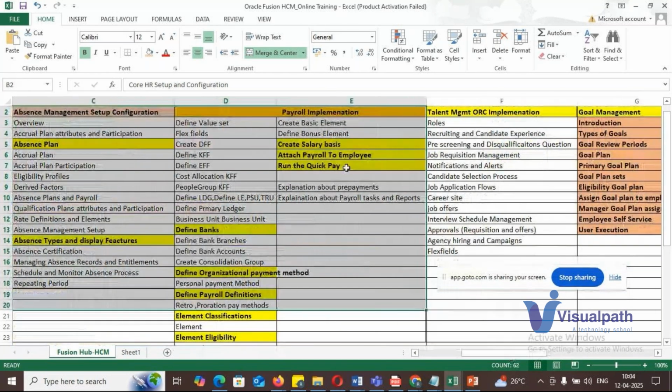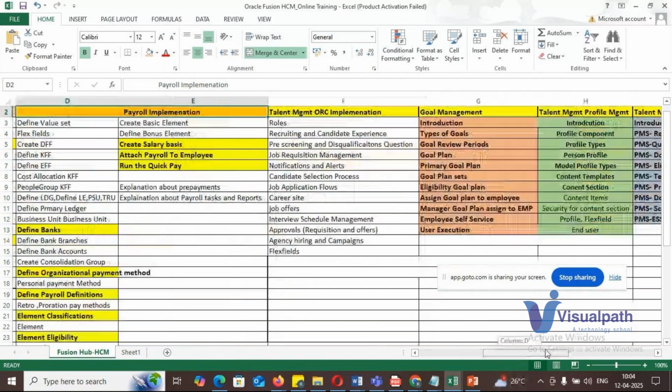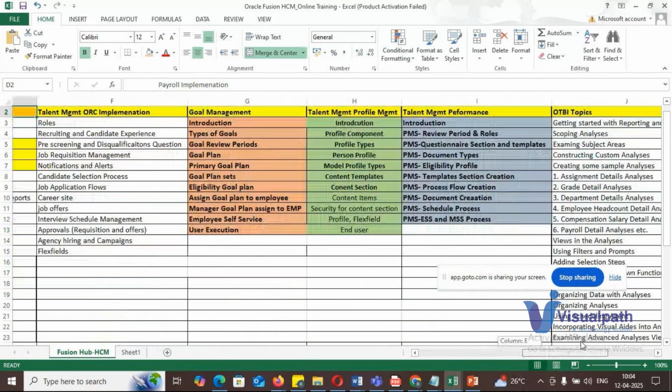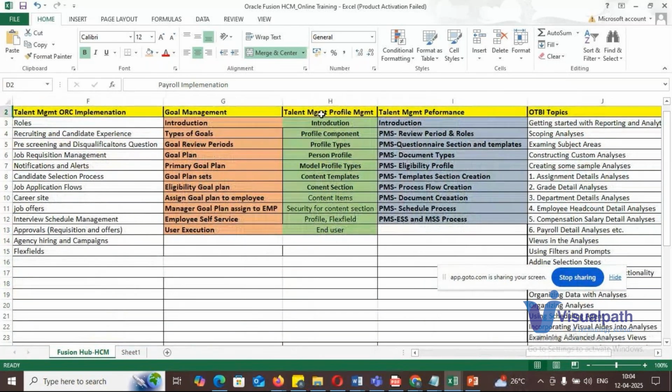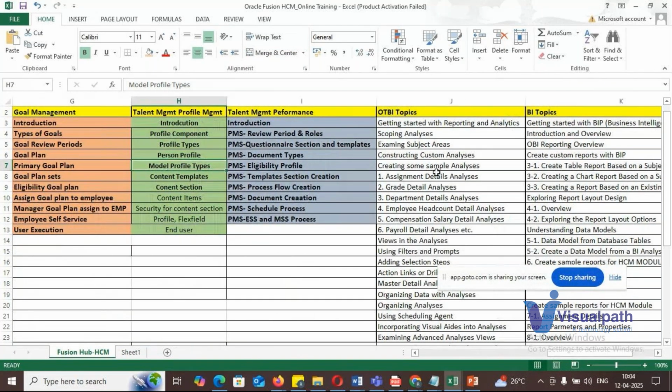Minimum you should have experience in 3 modules, like absence and payroll, or Core HR, or talent management, right? In talent management, we'll cover PMS, profile management, goal management, performance and profile management. Then we'll go for the reporting developer and technical. And in the technical, as a functional consultant, you also have to understand how to pull out the data and where the backend is, how to fetch the data through a query.